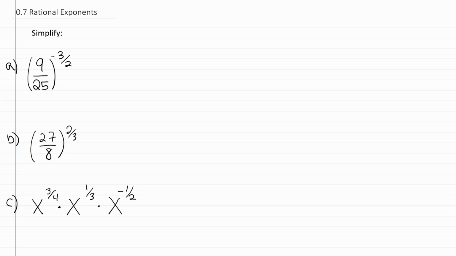All right, in this video, we're continuing to simplify expressions that have rational exponents. Let's look at example A here. We have 9 over 25 to the negative 3/2 power. So first thing we want to do is to write all exponents as positive numbers.